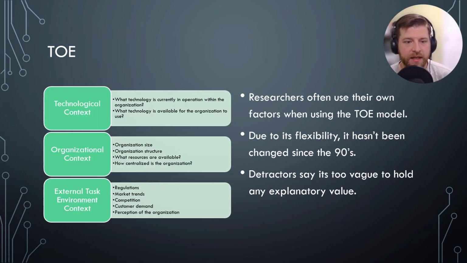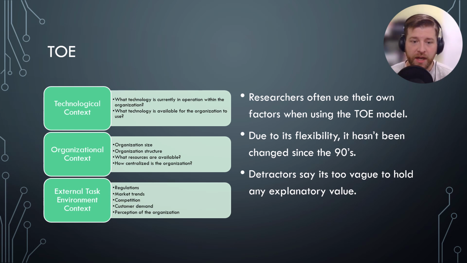So as I said, the three contexts are the technological context, which are questions like what technology is currently in operation within the organization, and what technology is available for the organization to use. It's going to cover questions like how strong the network is, how strong the network team is, whether or not they can use cloud technology, things of that nature.